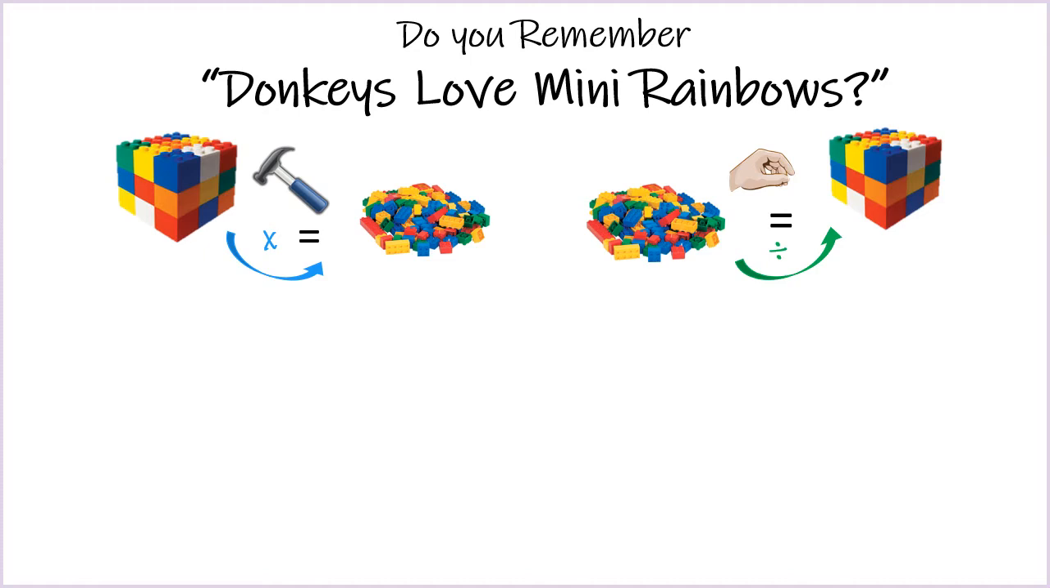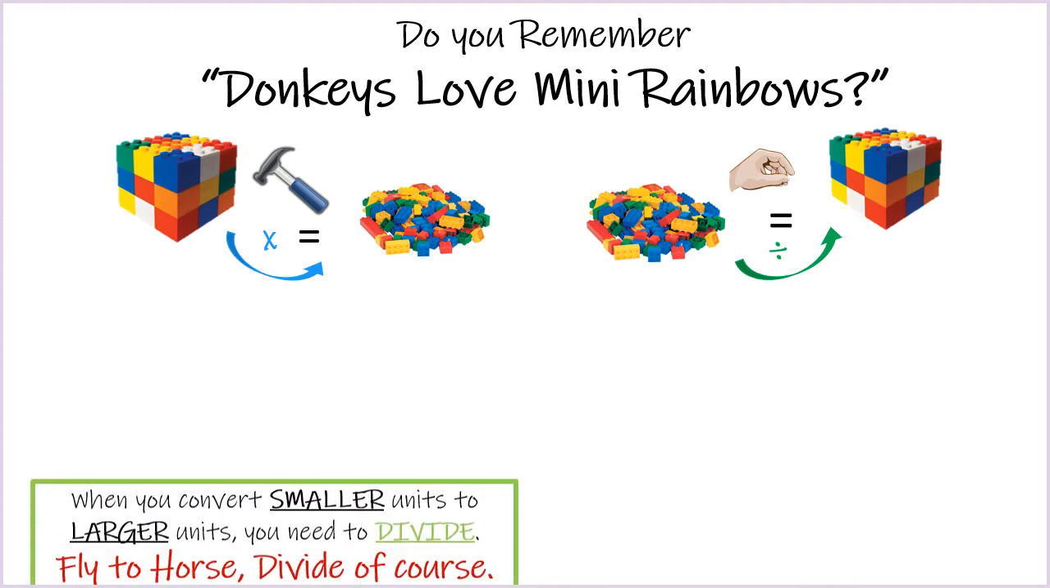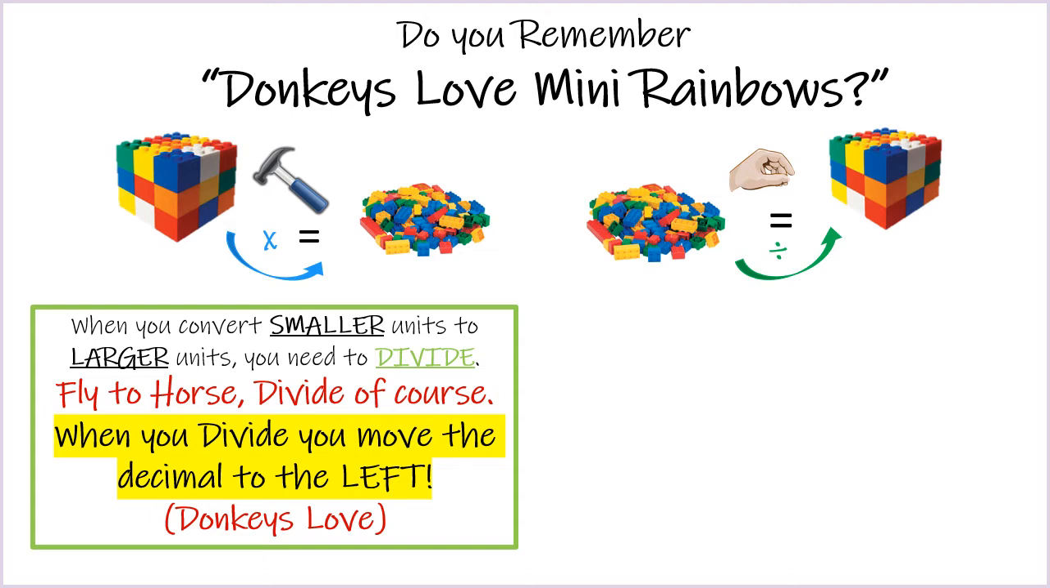So I want you to think back to the beginning of the year when we did powers of 10. Do you remember donkeys love mini rainbows? Well, that's going to help you out a lot with this. When you convert smaller units to larger units, you need to divide. Fly to horse, divide, of course. When you divide, you move your decimal to the left. Donkeys love. Remember that? Decimal left.